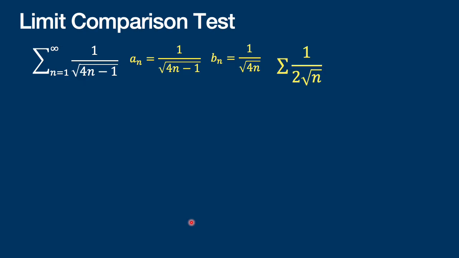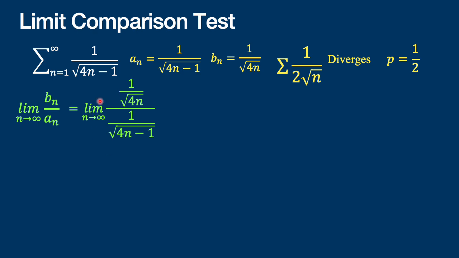The square root of 4 is 2, so it's 1 over 2 square root of n. For 1 over square root of n, the p-value is 1/2. The p-value is less than 1, so that's going to diverge. So now we have proved the series of b_n diverges. What is this? Then we're going to say this series diverges if the limit of the ratio is between 0 and infinity. Okay, let's check it out.